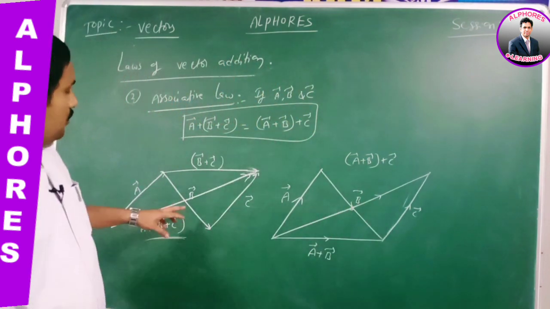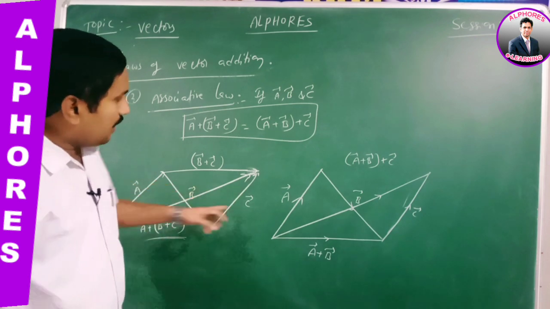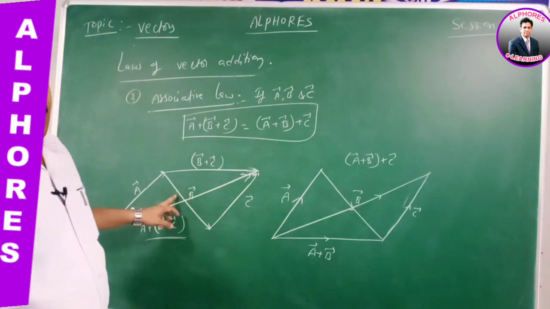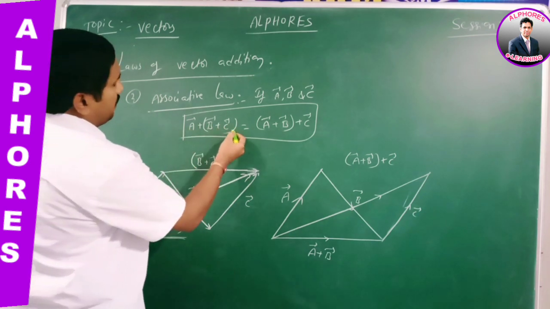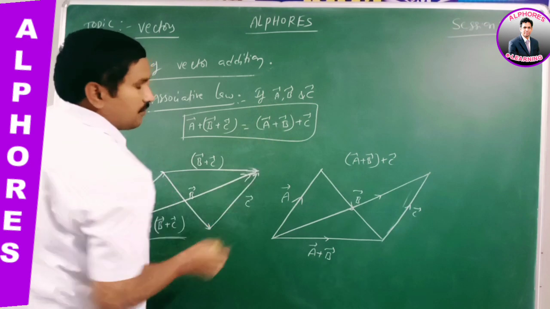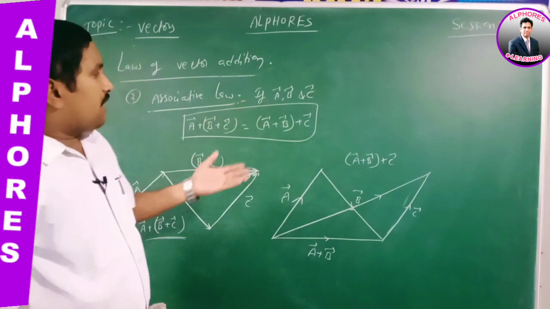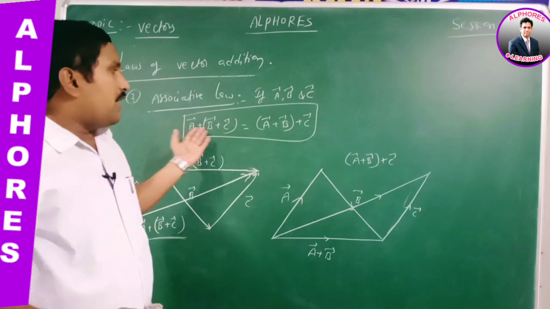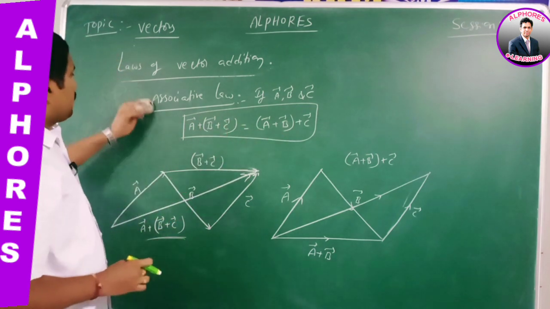If you take a meter scale and find these values, the diagonals are both equal as per the geometry. That means what is the associative law? a bar plus (b bar plus c bar) is equal to (a bar plus b bar) plus c bar. It is proved by the mathematical approach also. We have to take arbitrary vectors for a bar, b bar, c bar, and by adding we get the same result. In this way it obeys the distributive law also.